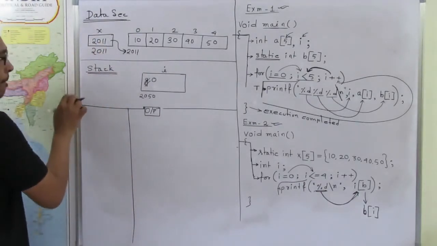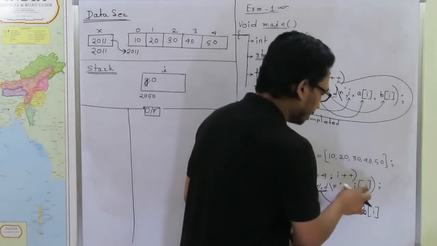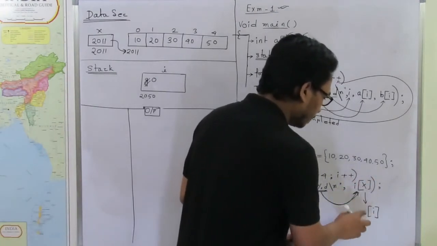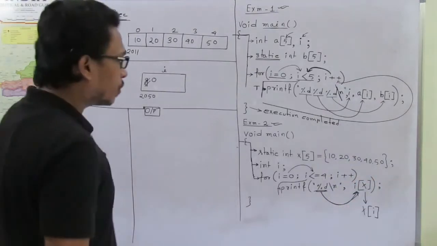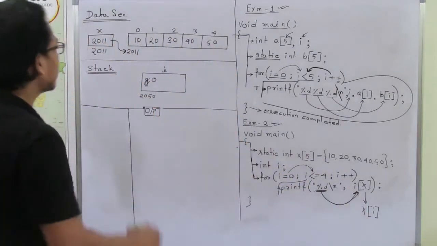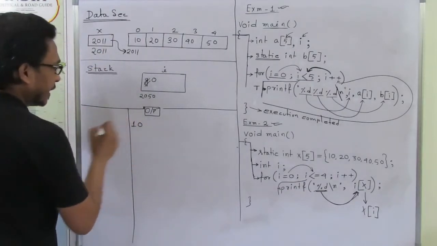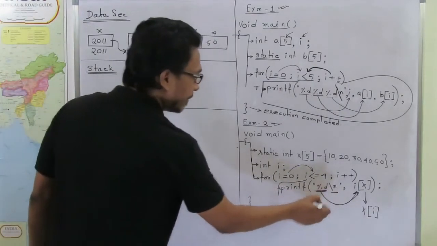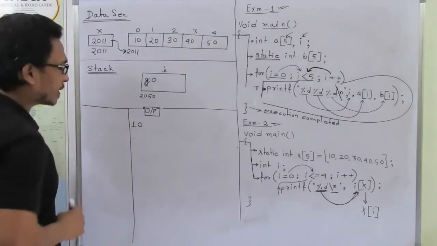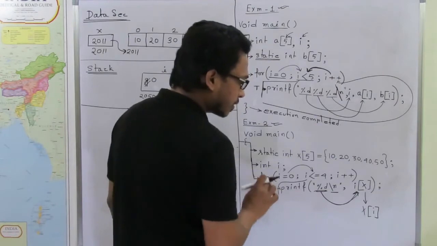So what is there in B of 0? Sorry, this one is X, not B. So what is there in X[0]? In X[0] we have 10. So it will print 10 here, and then it will encounter the \n, that means control comes to the next line, and then the execution of this printf instruction is completed.